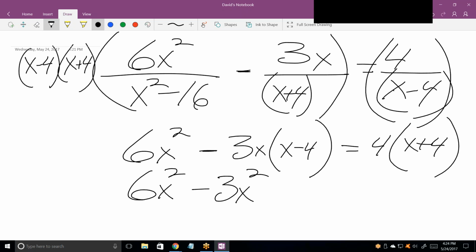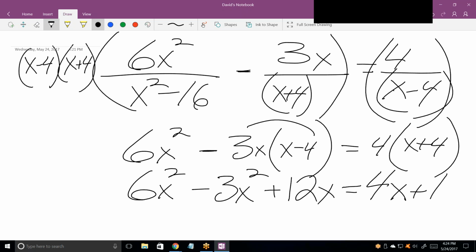Hold on. I haven't multiplied that by that yet. Oh, sorry. And then that'll be positive 12x. The reason I asked. 12x. And then equals 4x plus 16.